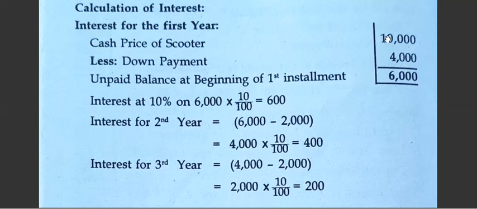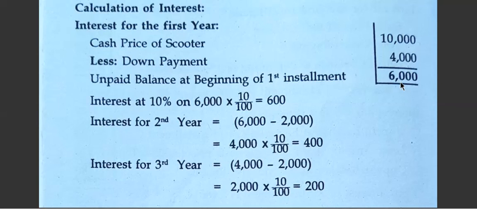Cash price of the scooter 10,000, less down payment 4,000, you will get 6,000. 6000 into 10% interest, you will get 600 rupees. Now second year, 6000 minus 2000, it is 4000. On 4000, 10% interest, it is 400. Again third year, 4000 remaining, minus 2000 they will pay for the second year, remaining is 2000. 2000 into 10%, 200. Okay, so this is the easiest one.